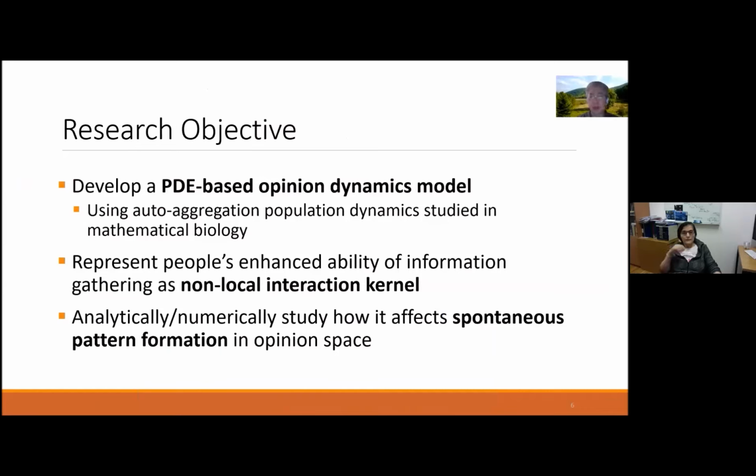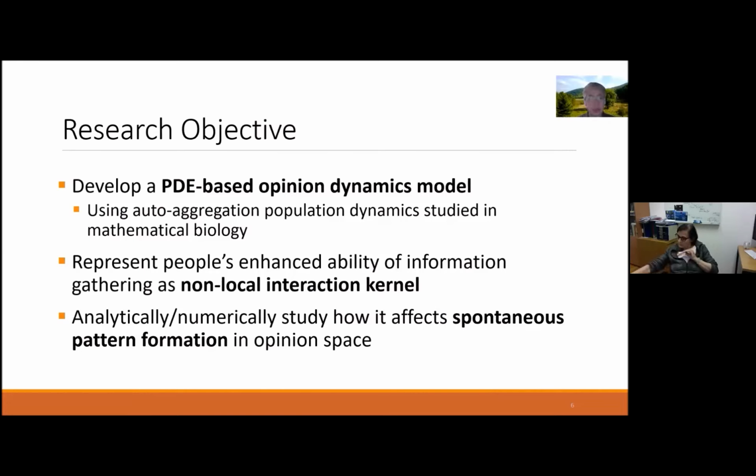And one mathematical technical novelty is to use non-local gradient. Instead of just assuming that people have access to the local gradient of the popularity of opinions, we define the non-local interaction kernel, and then the shape and the width of the kernel is being used as a model of the people's information gathering ability.